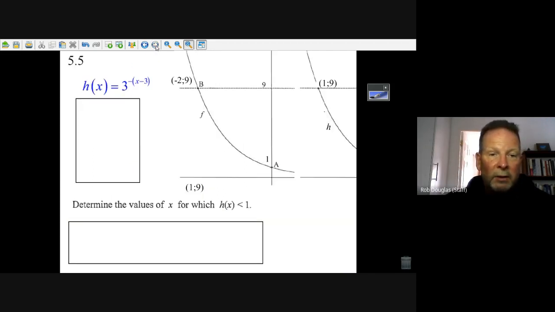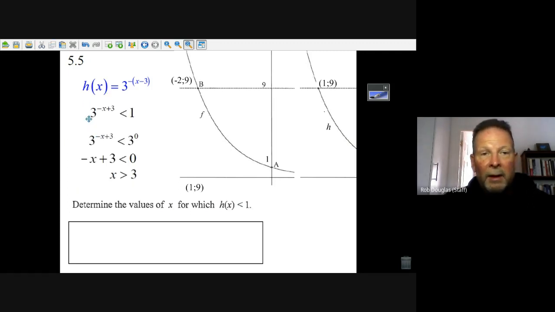The last question says determine the values of x for which h of x would be less than 1. The values of x for which h of x is less than 1. Well, you can do this two ways. You can do it algebraically, so let's take a look at the algebraic way. There's the function. What values of this are going to be less than 1? The values of h of x that are less than 1.